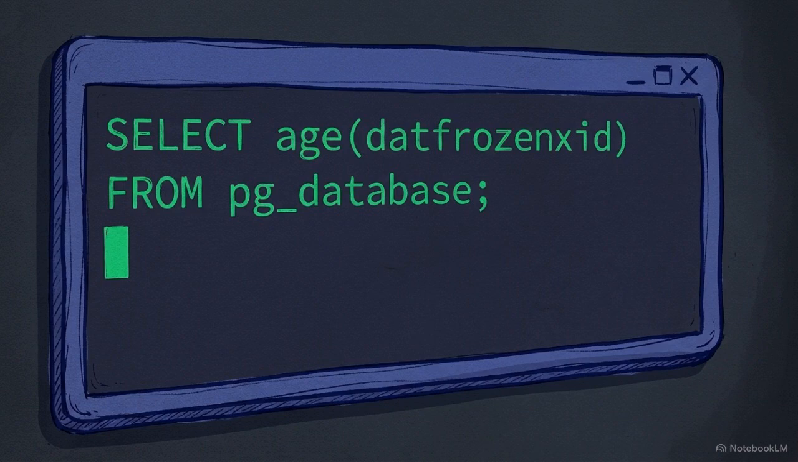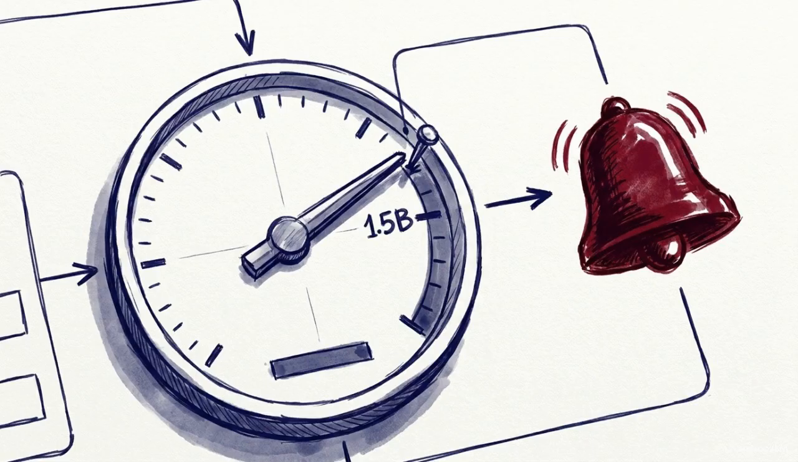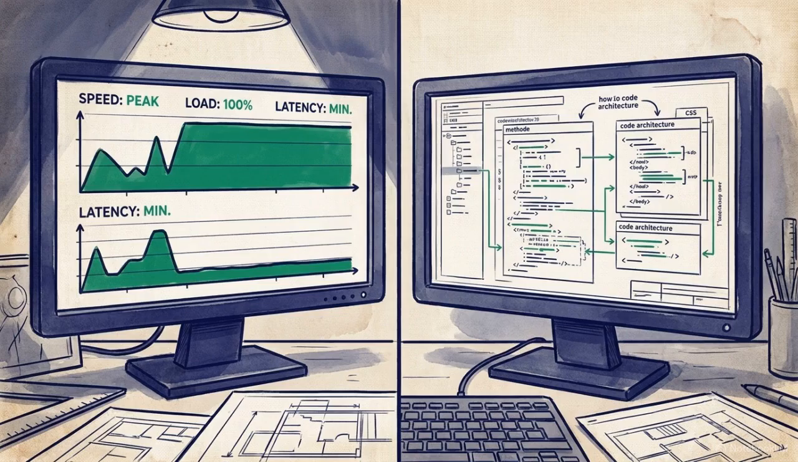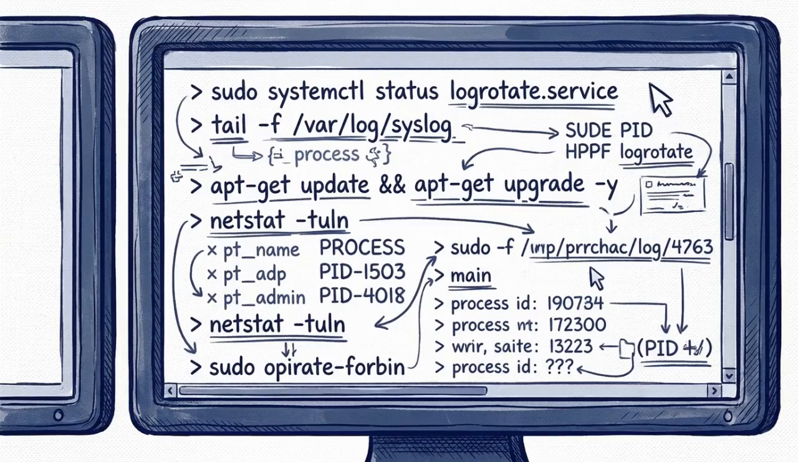Finally, from an operations perspective, there's one query every engineer should know: monitoring the age of your database's frozen transaction ID. You want to trigger alerts long before this number reaches the 1.5 billion mark. Mastering Postgres means balancing the massive concurrency of lock-free reads against the constant operational work of cleaning up the database's invisible history. Understanding MVCC is what turns a standard developer into a database expert.